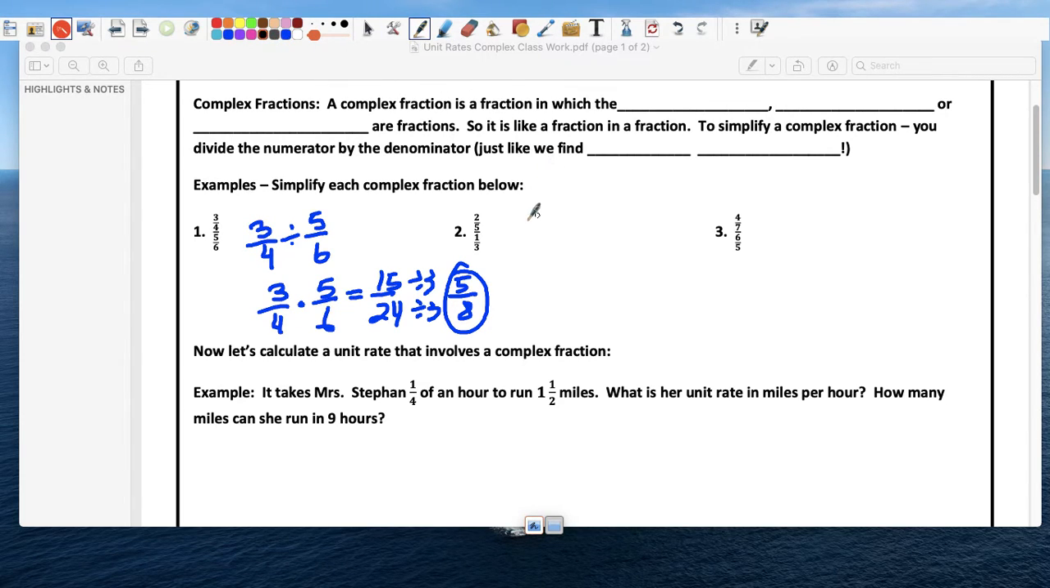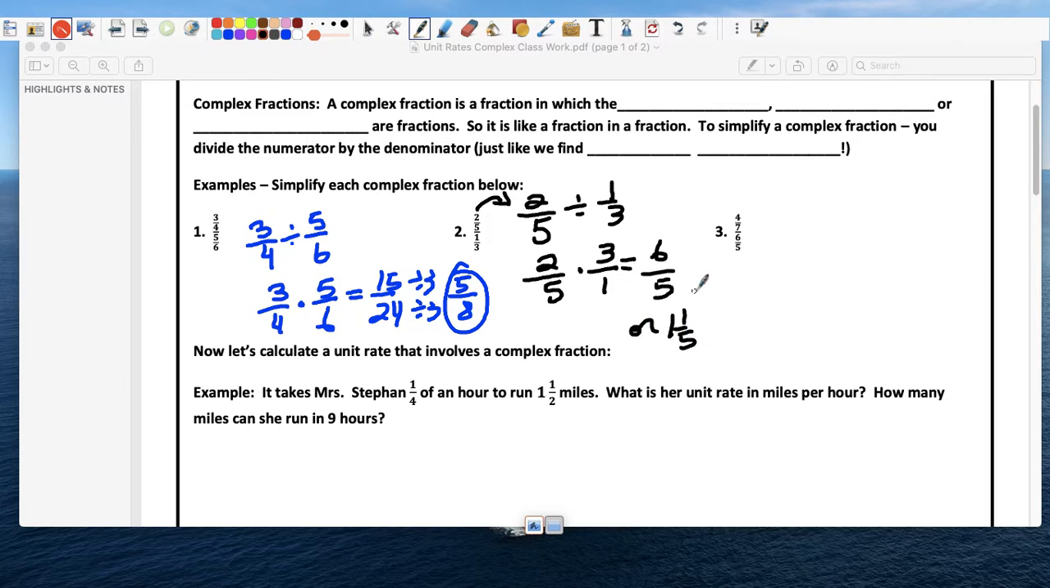Okay? Recuérdense, so 2 over 5 divided by 1/3, lo escribo así. I change it, right? And then 2 over 5 times the reciprocal is 3 sobre 1, and I get 6 over 5, or 1 1/5, if you change it to a mixed number.